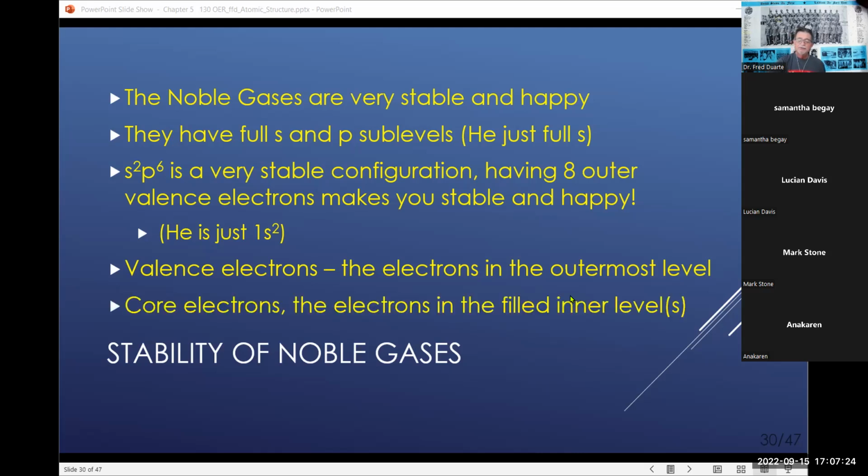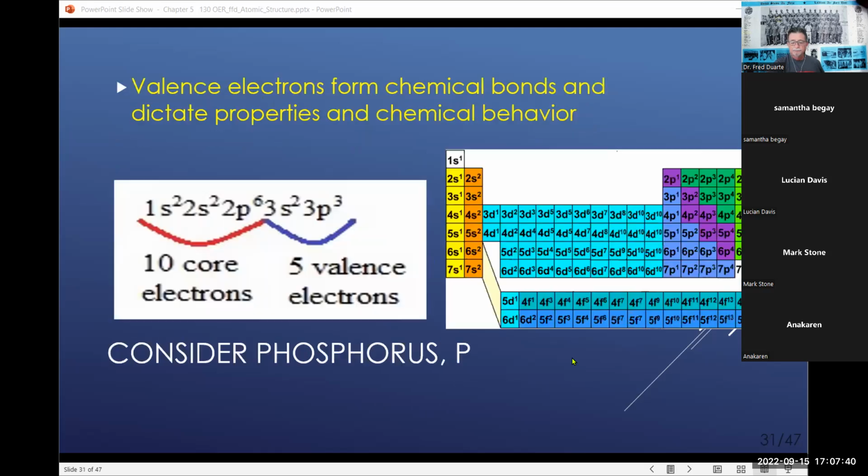The valence electrons, as I stated, are the outermost electrons. That's where all the action happens, in the outermost shell. The other electrons, inside, are called the core electrons, and they're full. Not much going on. If we look at phosphorus, for example, you can see its electron configuration is given here: 1s2, 2s2, 2p6, 3s2, 3p3. The valence electrons are in the third energy level. There are 5 of them.